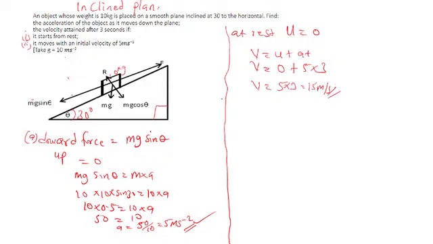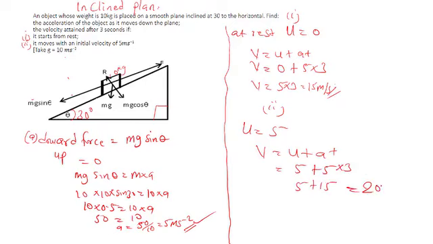Then, you are looking for the velocity if the body moves with an initial velocity of 5. Now at this point u is equal to 5. So we apply the same formula, v equals u plus at. So we have 5 plus 5 times 3, which is 5 plus 15, equal to 20 meters per second. Now this is it for the inclined plane.